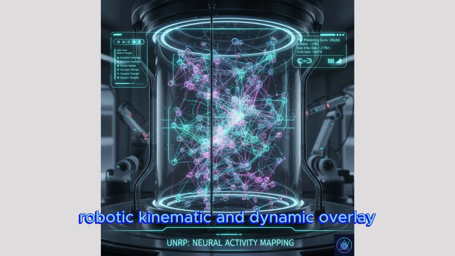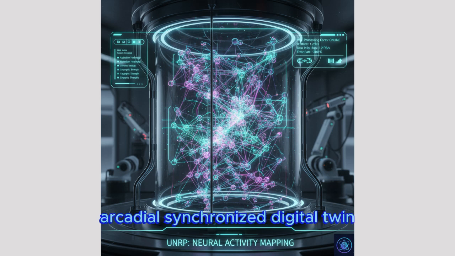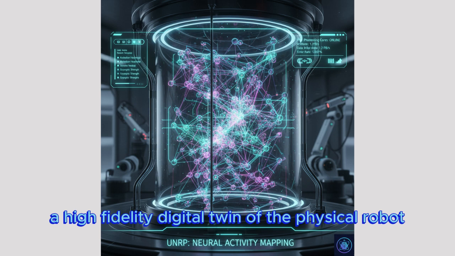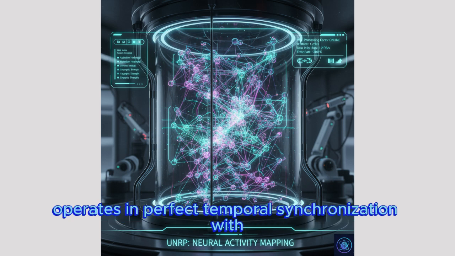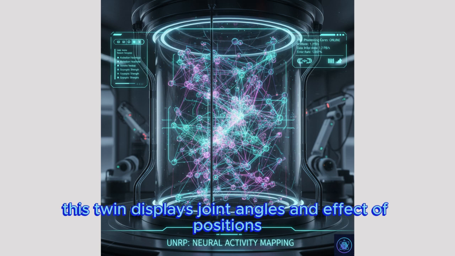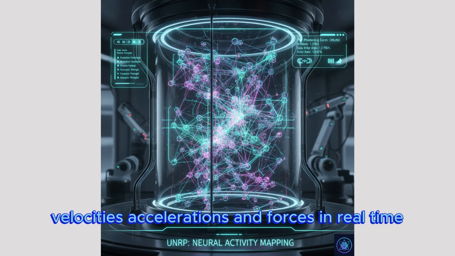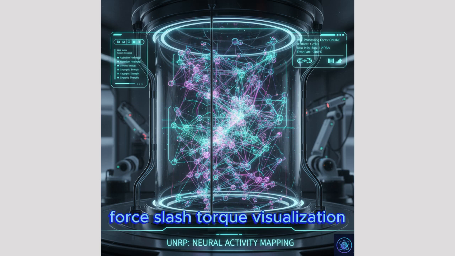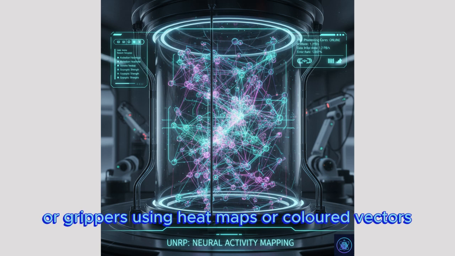Robotic kinematic and dynamic overlay, RKDO. Synchronized digital twin. A high-fidelity digital twin of the physical robot operates in perfect temporal synchronization with the real robot. This twin displays joint angles, end effector positions, velocities, accelerations, and forces in real time. Force/torque visualization visualizes stress points or excessive forces on robot joints or grippers using heat maps or colored vectors.